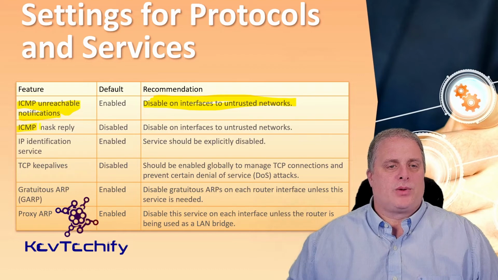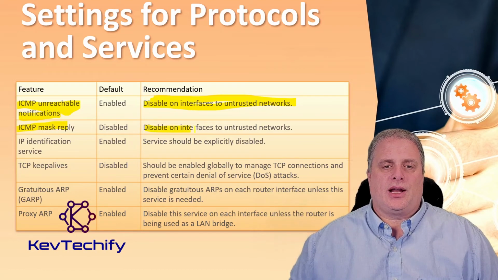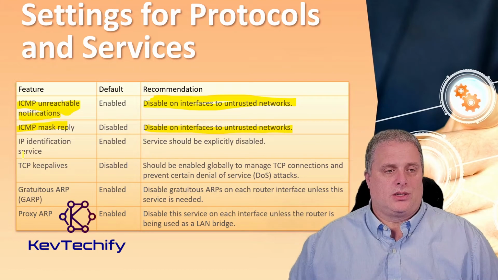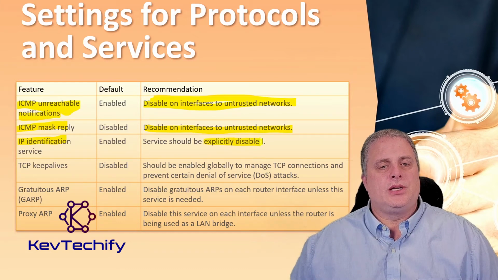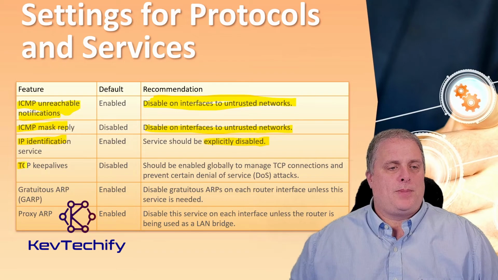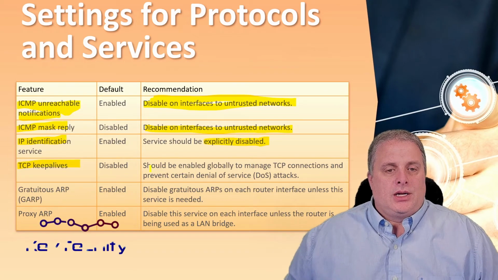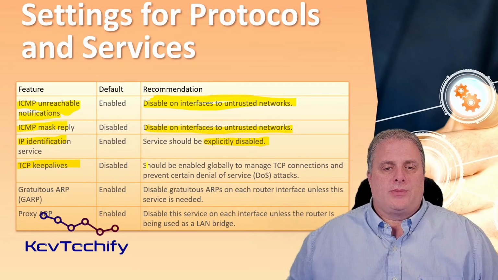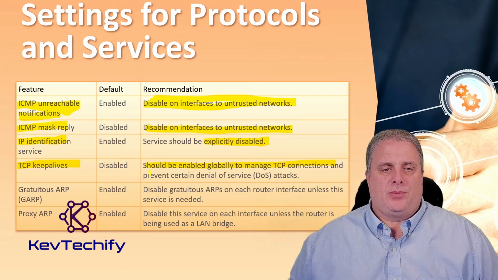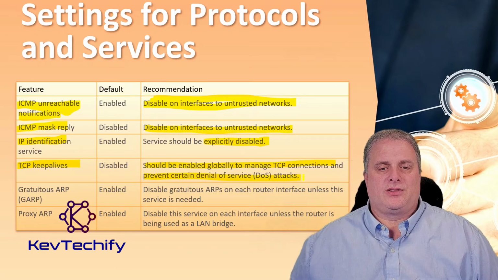Then we have a mask reply. Disable this, once again, on interfaces to untrusted networks. IP identification service. Once again, explicitly disable that one. TCP keep alives. Should be enabled globally to manage TCP connections and prevent certain denial of service attacks.